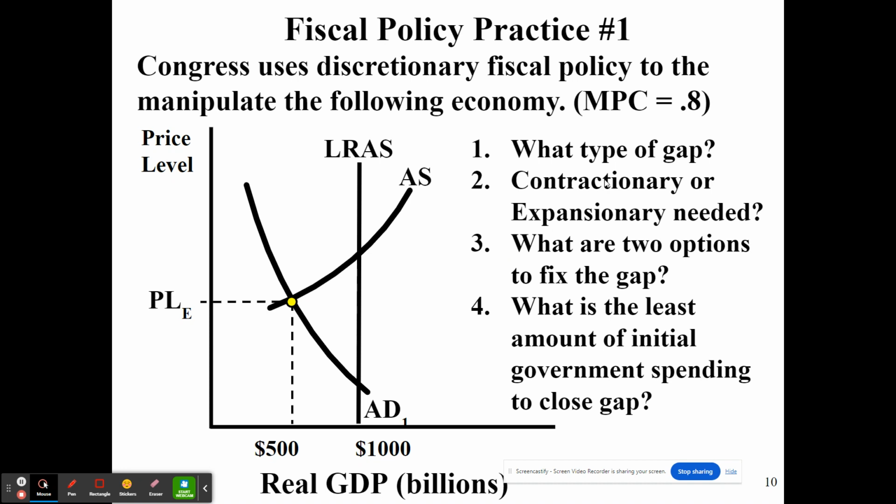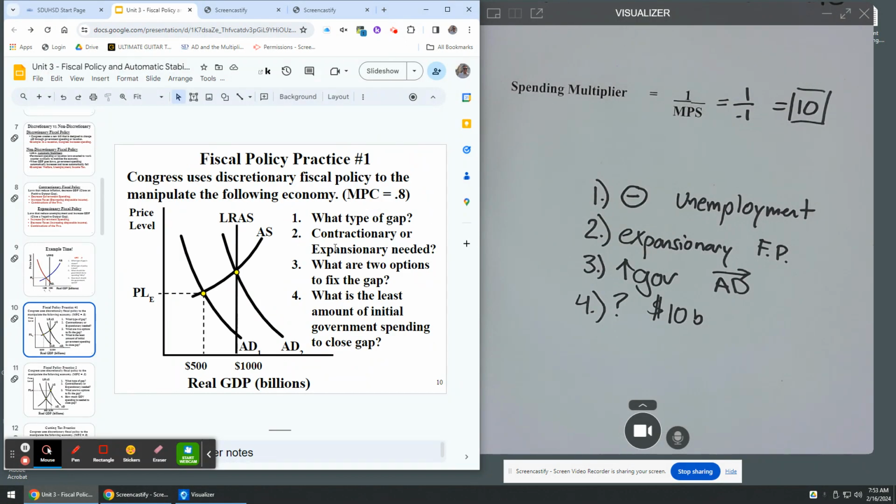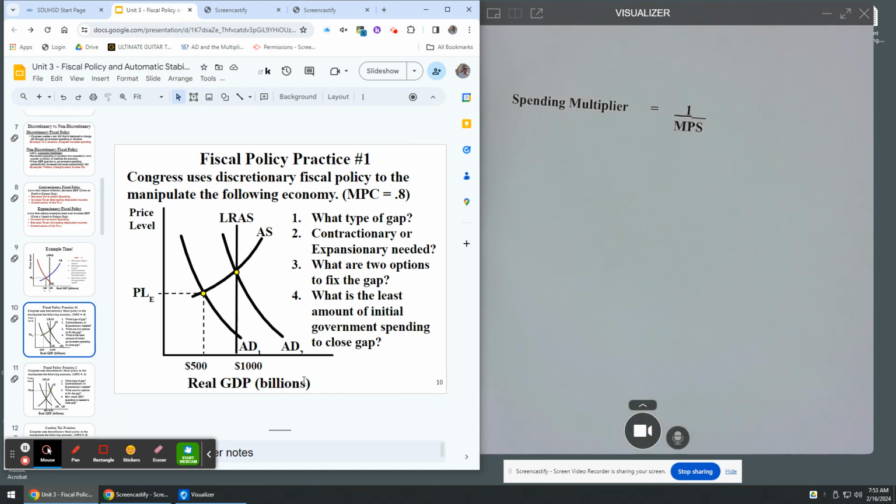So what type of gap is created? Let's drop us out of full screen. I'm going to be operating right here. When I drop it out of full screen, that little friend's going to show up. Ignore him. We're in a negative output gap right here. Okie dokie, so new fresh page. So in this economy, what type of gap am I showing?